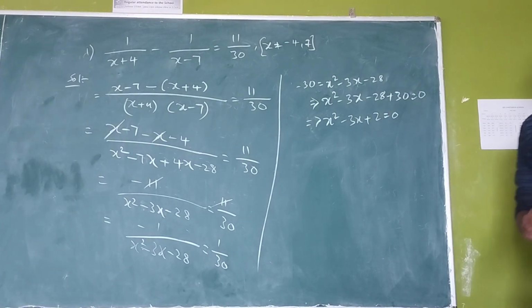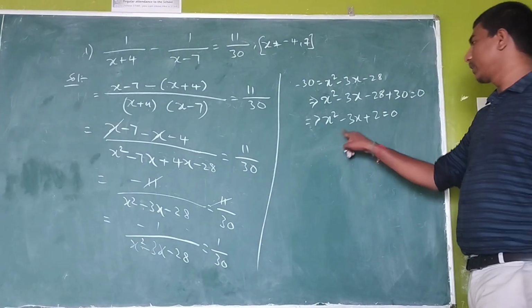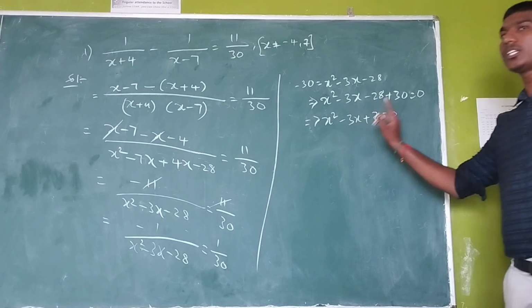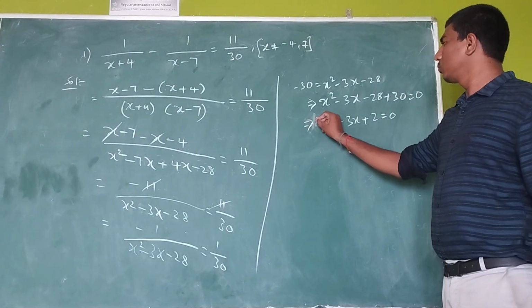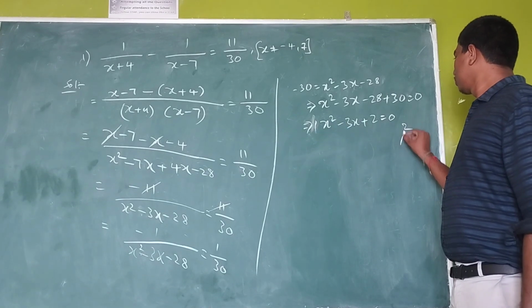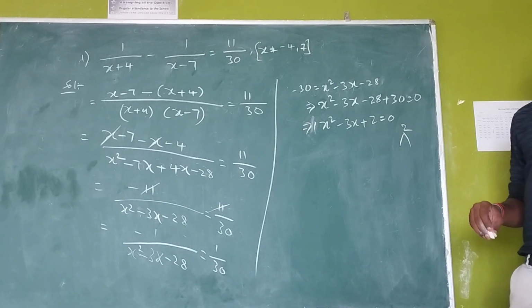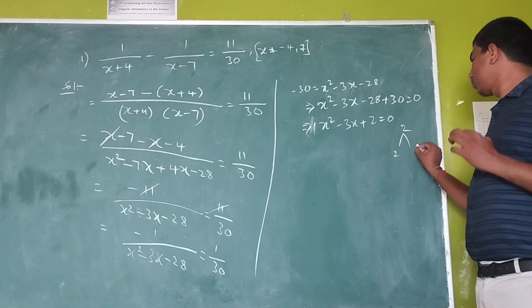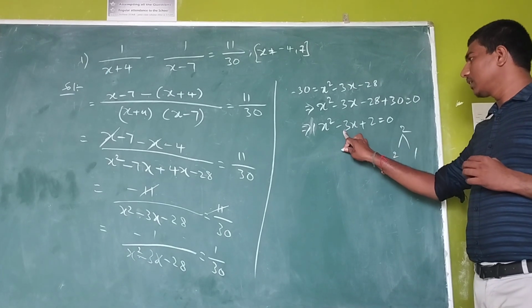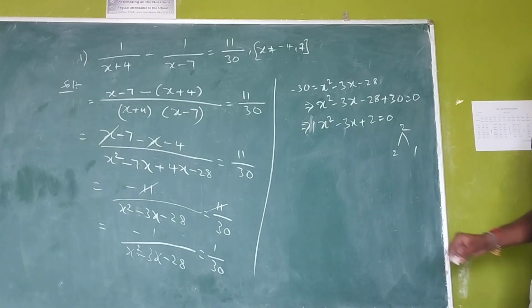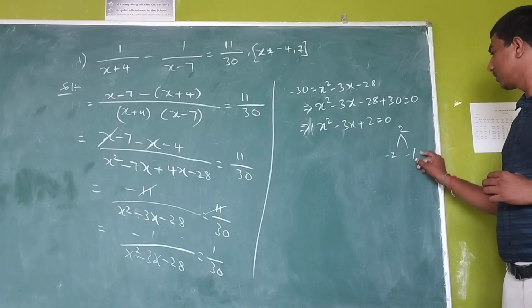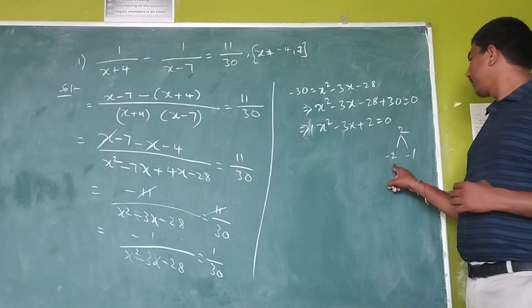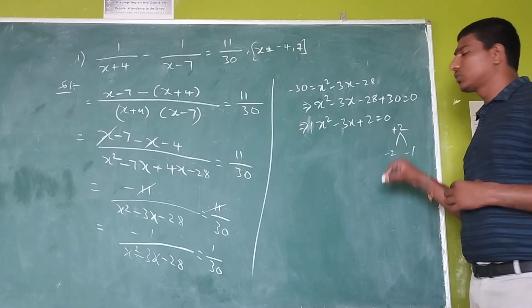Here again we have to do factorization. x square minus 3x plus 2 is a quadratic equation. So factors of 2: 1 into 2, 2. Anybody? 2 ones are very good. 2 ones are 2. But there is minus 3 in the middle term, so we have to keep the minus symbol. So minus 2 and minus 1 you get minus 3. Minus 2 and minus 1 you get plus 2.